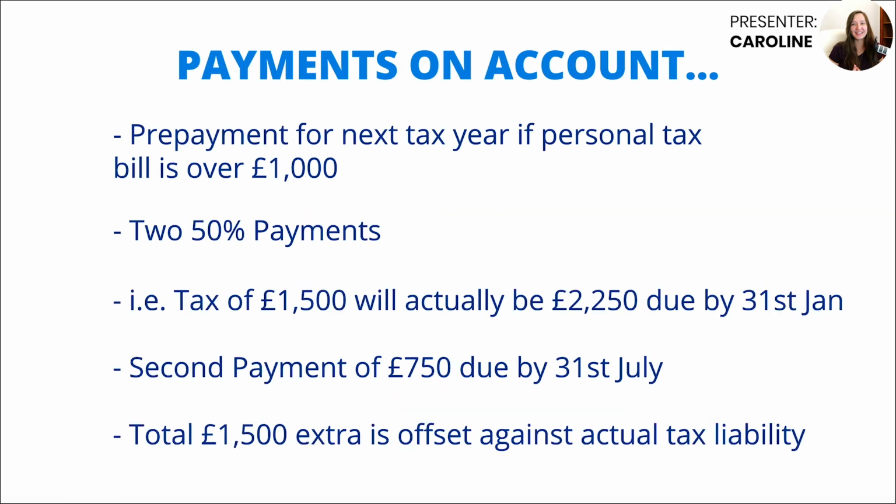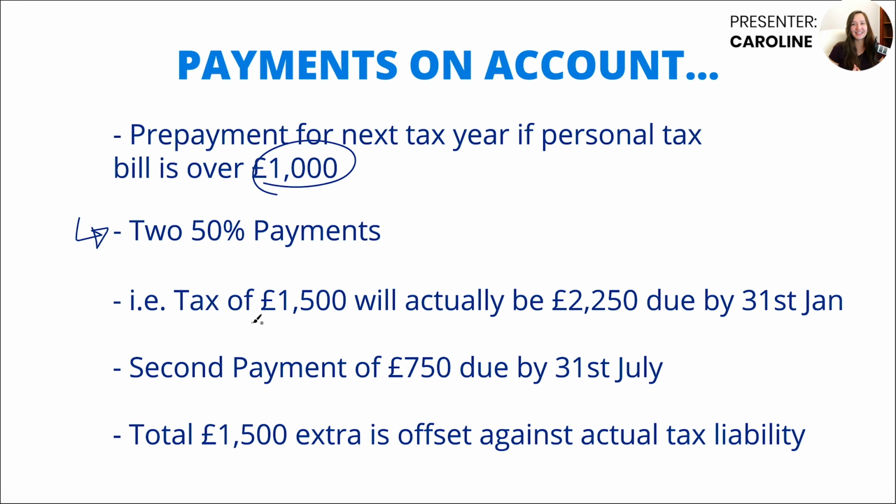So I mentioned payments on account previously, very briefly, but basically it is something like a prepayment for the next tax year if your personal tax bill is over £1,000. So this is the most common way you can determine whether you owe payments on account. HMRC will tell you automatically if you use their online self-assessment form. So these are going to be broken up into two 50% payments, and based on that you can kind of guess that you're basically going to have to pay your entire tax bill twice, which is true. But these do get offset later.